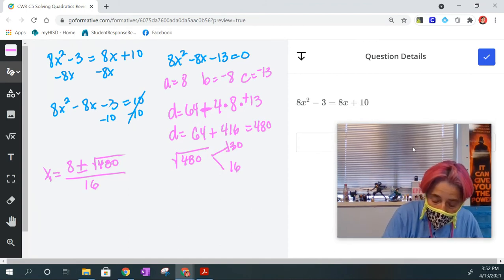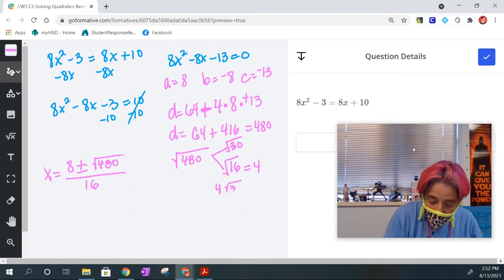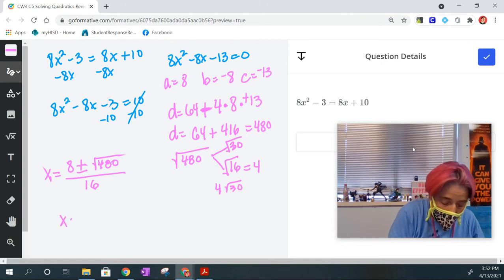Now, we can't take the square root of 30, but we can take the square root of 16, which gives us 4. So this simplifies to 4 square root of 30. So this is going to be x is equal to 8 plus or minus 4 square root of 30 over 16.